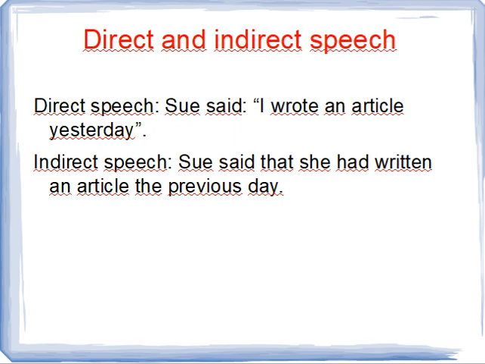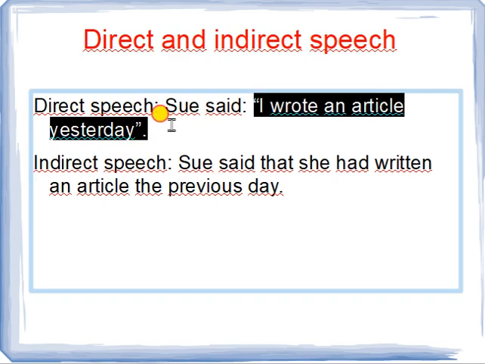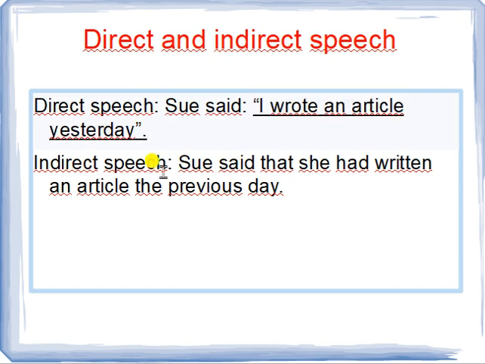Are we already going off for punctuation? Was that it for punctuation for today? Oh, there's one more page about punctuation. But yeah, we're going on to direct and indirect speech. Those were her exact words. I wrote an article yesterday. But now if we're reporting back 3 months later, what did she say that day? She said that she'd written an article the previous day. So yesterday becomes the previous day. Tomorrow becomes the following day or the day after. Last week becomes the previous week, etc.